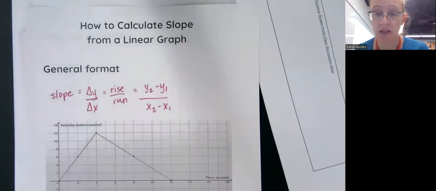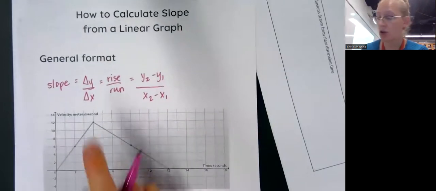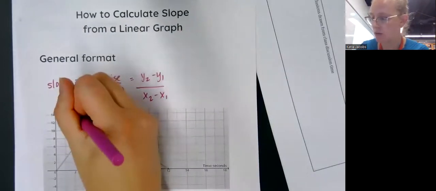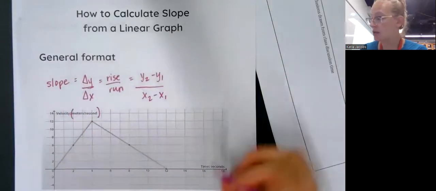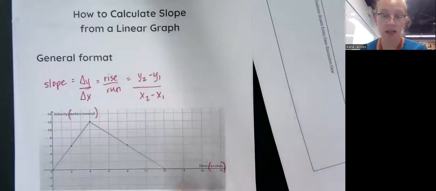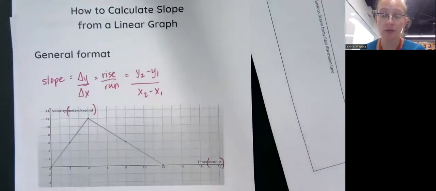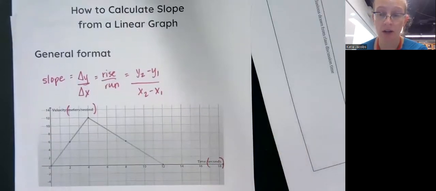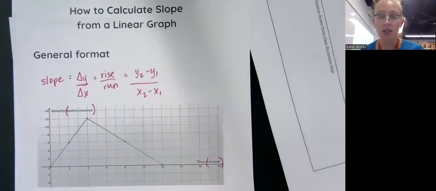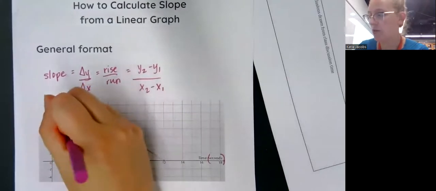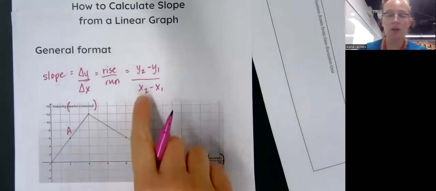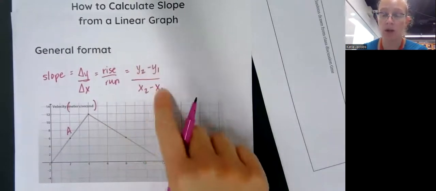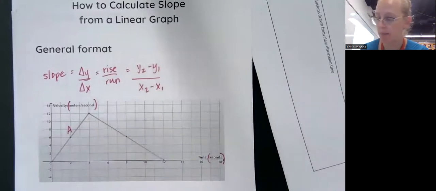Now, the way that you calculate slope in math is the same way you're going to calculate slope in physics. The only difference is we're going to have units that go with the y. This is the unit of the y on this graph, meters per second. And the unit of the x is in seconds. So we're going to include those units as we calculate our slope. Let's do a situation here where we're calculating the slope of segment A. I'm going to model first the y2 minus y1 over x2 minus x1 format.